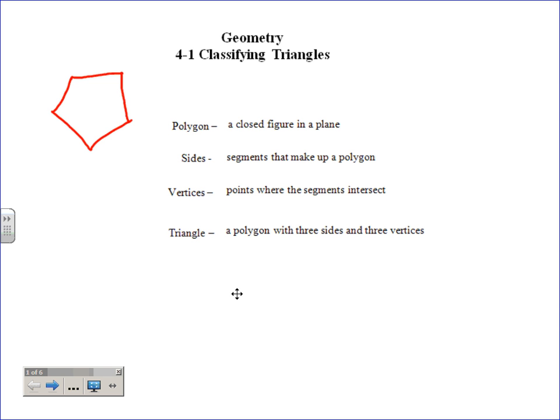So those are pretty straightforward, right? That's not anything new. The key is that vertices are going to be capital letters or lowercase? Capital, because points are supposed to be capital, right?